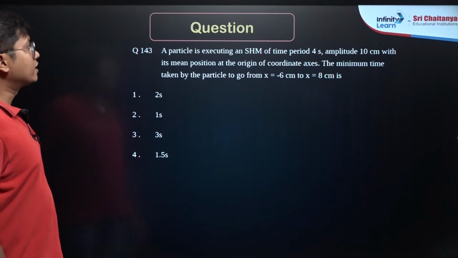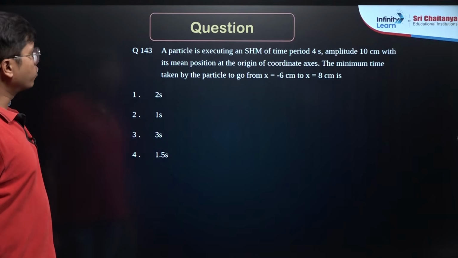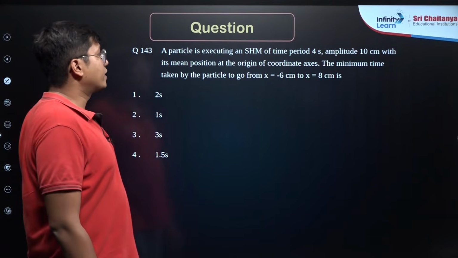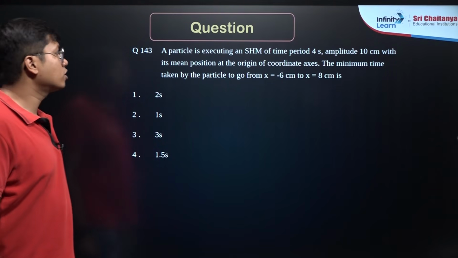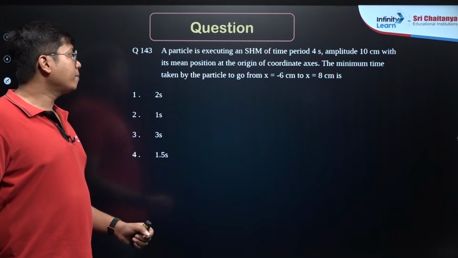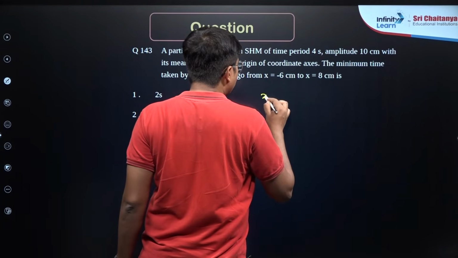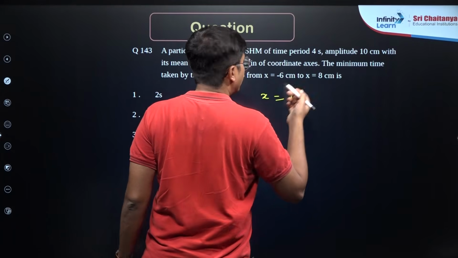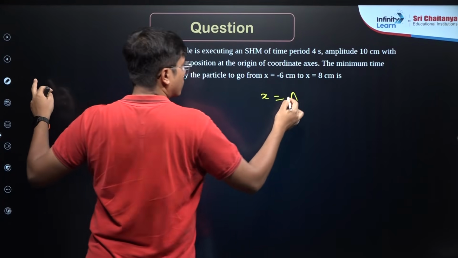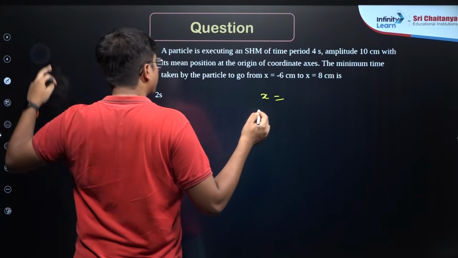This says the particle is executing an SHM of time period 4 seconds. Amplitude is 10 centimeter, mean position at the origin of the coordinate axis. Minimum time taken by the particle to go from x equal to -6 to 8. Simple, stick with x is equal to a sine of omega t. Let's say I go with 10 sine of omega t.